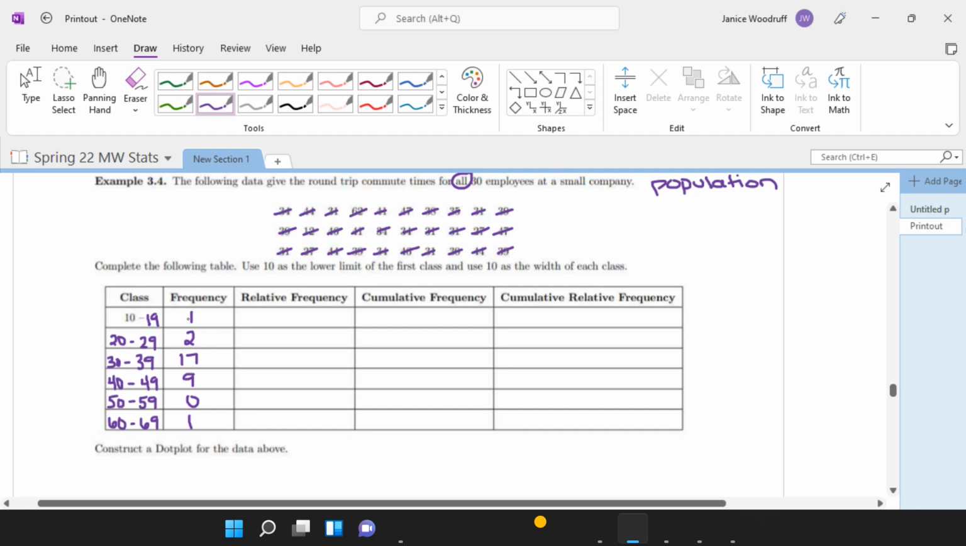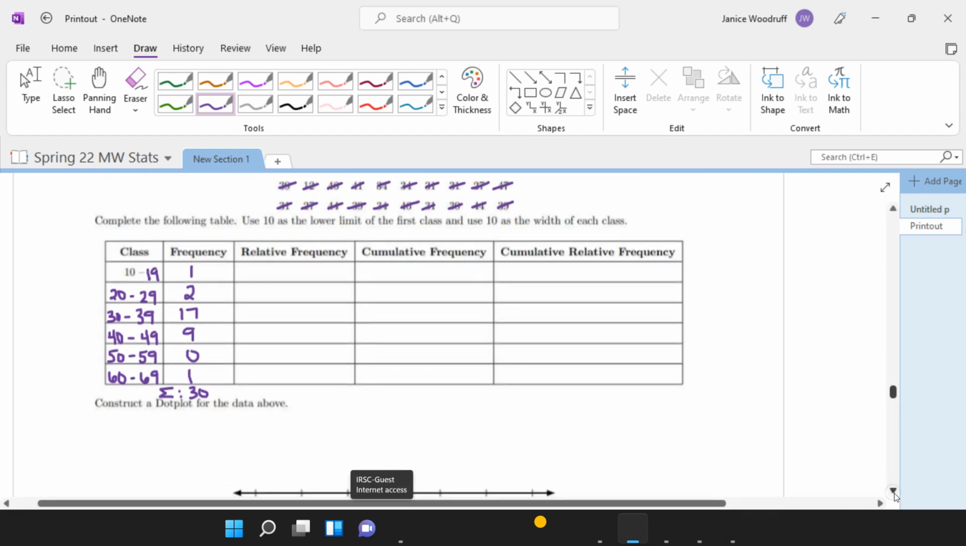All right, I have accounted for everything. I'm going to add these together. It should add up to 30 because the question told me there were 30 employees. So 1 plus 2 is 3, plus 17 is 20. Yes, so this does add up to 30. So I can check the sum is 30. So let's go ahead and do our graph here.